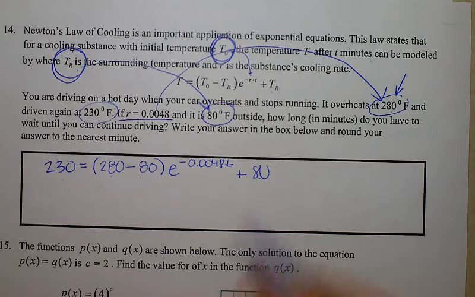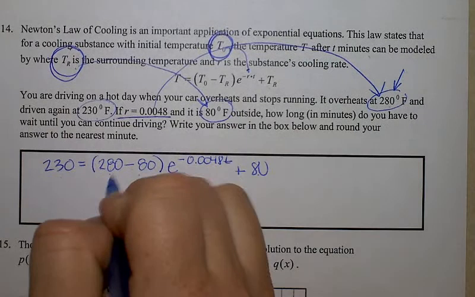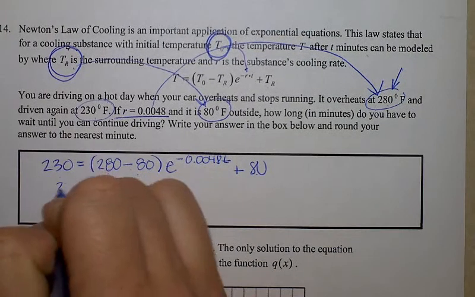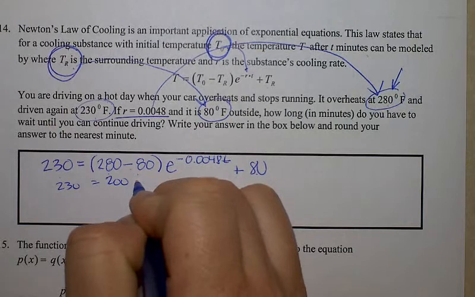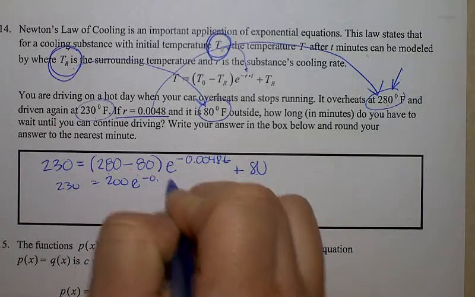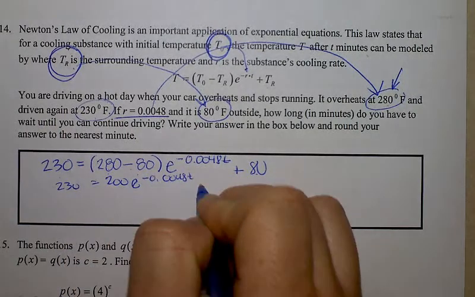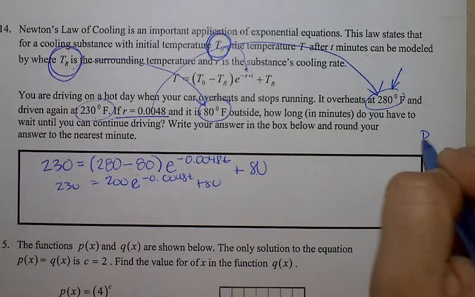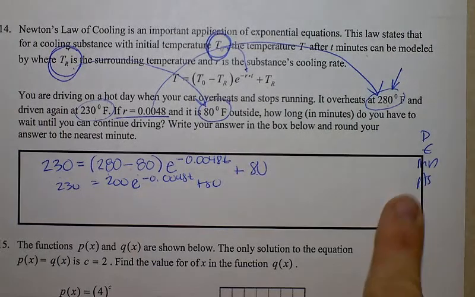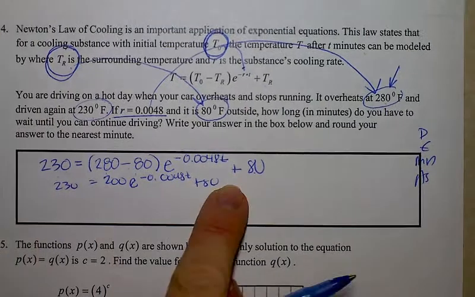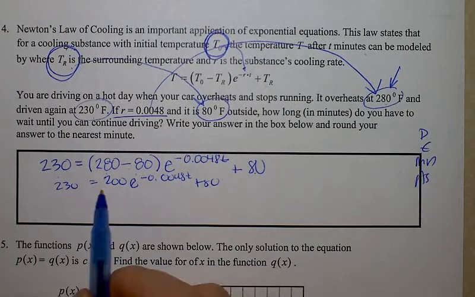Okay, so to do that, I take 280, subtract 80, and I end up with 200. And I'm following the PEMDAS rules. All right, so PEMDAS says, please excuse my dear Aunt Sally. So I've worked to this part. Now, is there any adding or subtracting on the side that has the exponent?